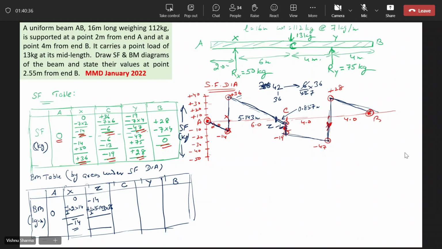It's okay. You can round off these values to one decimal place in the BM table, no problems.